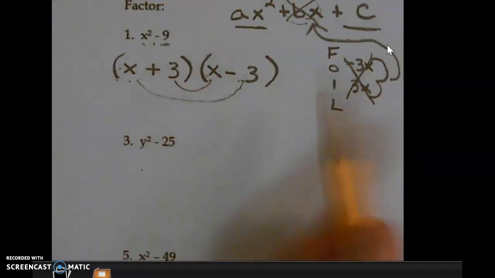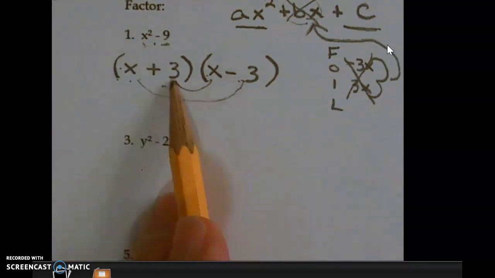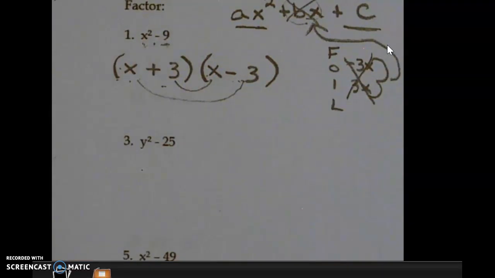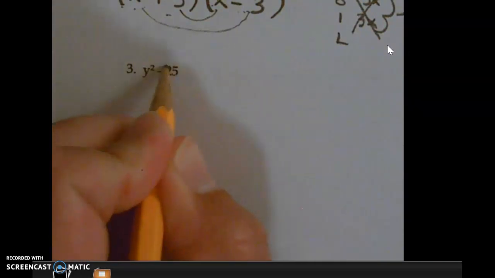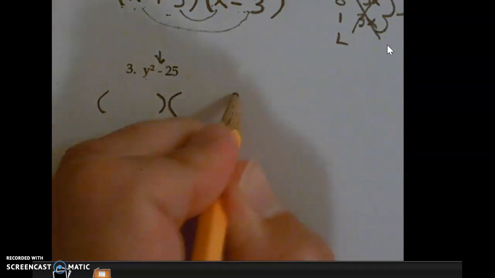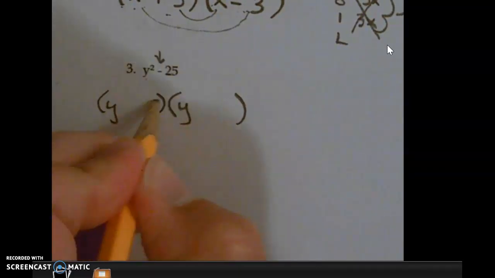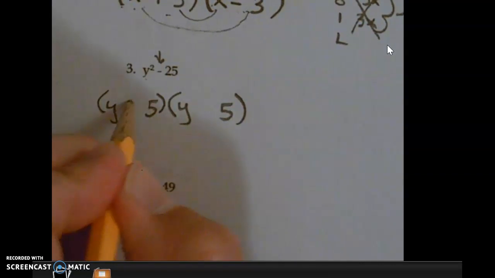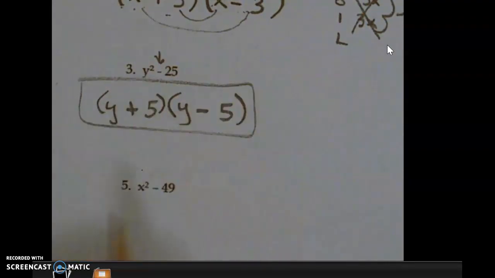Let's take a look at another example. Oh, and by the way, your first terms would be x times x, which is your x squared. 3 times negative 3 is negative 9. Okay, so let's take a look at this one. This is a perfect square. This is a perfect square. It's subtraction. So we're going to make our two parentheses, break up the y squared, break up the 25, and then one's plus and one's minus. And that would be your answer. The difference of two perfect squares.